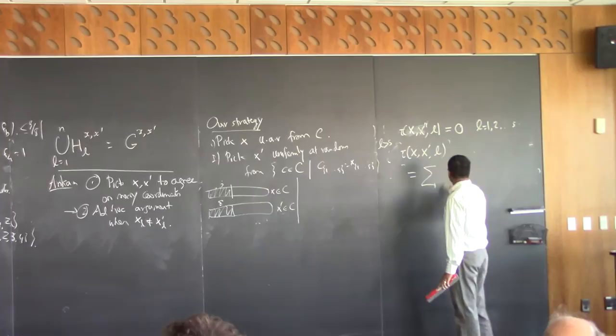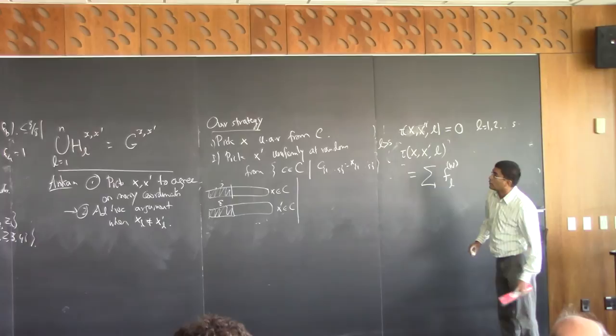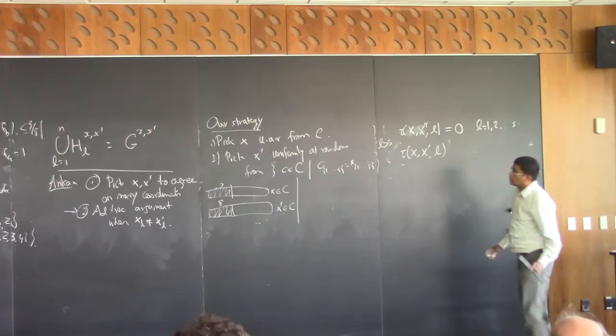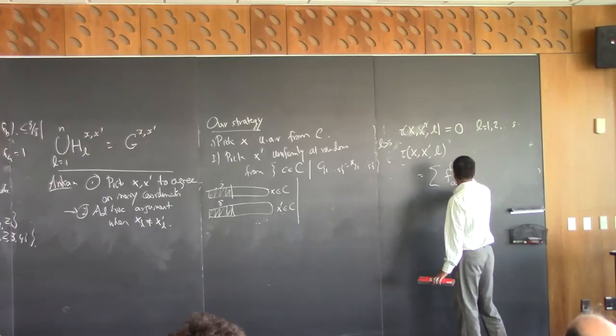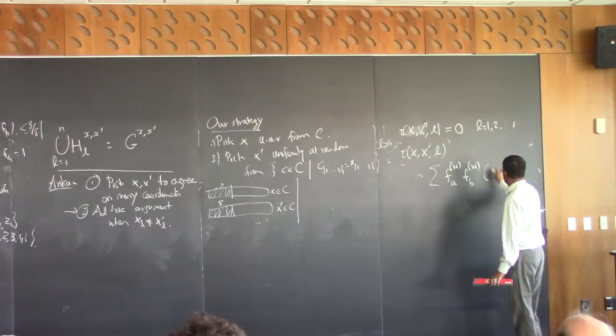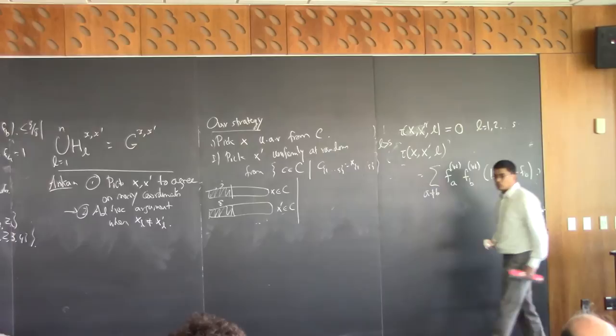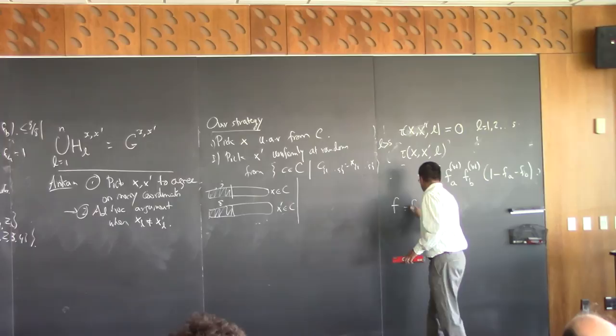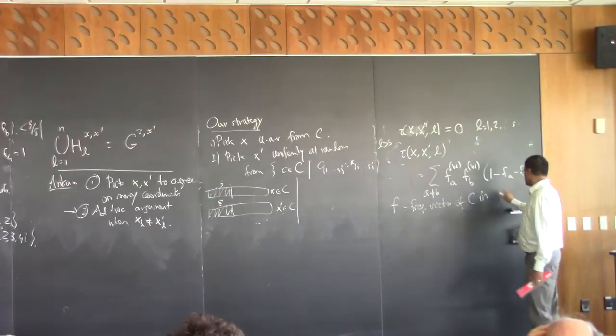So this you can write down exactly, where I'll say what this W means in a second. Okay, let me define two things here. So it's going to be a summation over f_a. This is the only change, but I need to tell what this f is. So f is the frequency. F is the frequency vector of c in the lth coordinate.